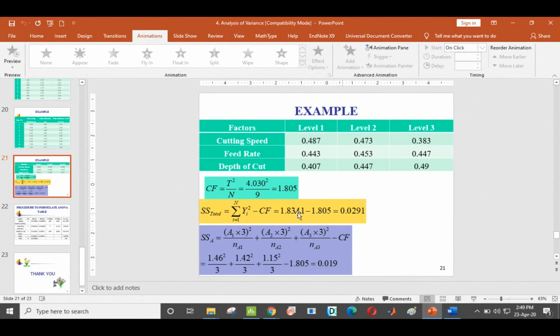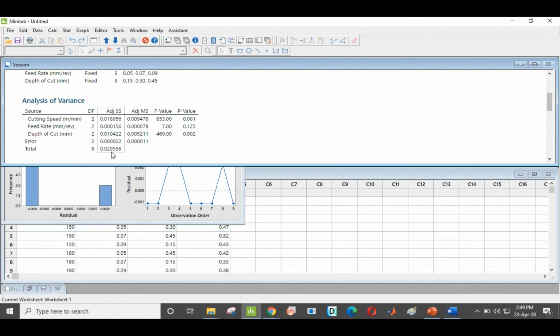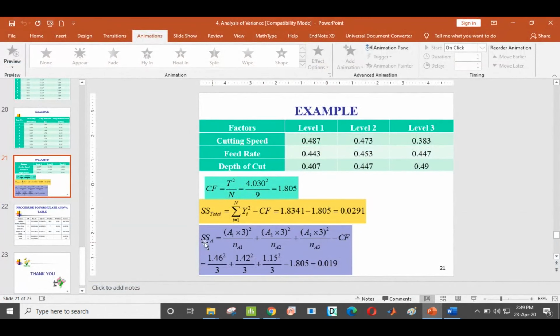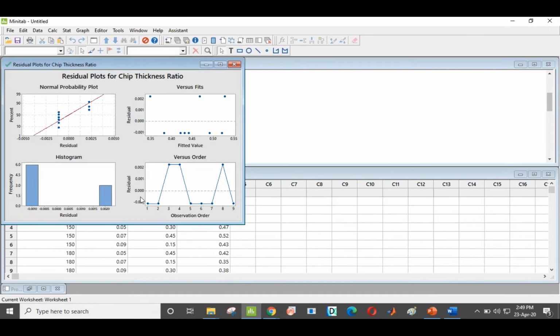So here you can see this total is 0.0291, but it is 0.02955 in my calculation. So the fourth digit is getting changed. So SSA for A is 0.019, because it is 0.0189, so I am going to change it to three digits. So based upon this, we are going to obtain these values. So this is how we are going to do it.